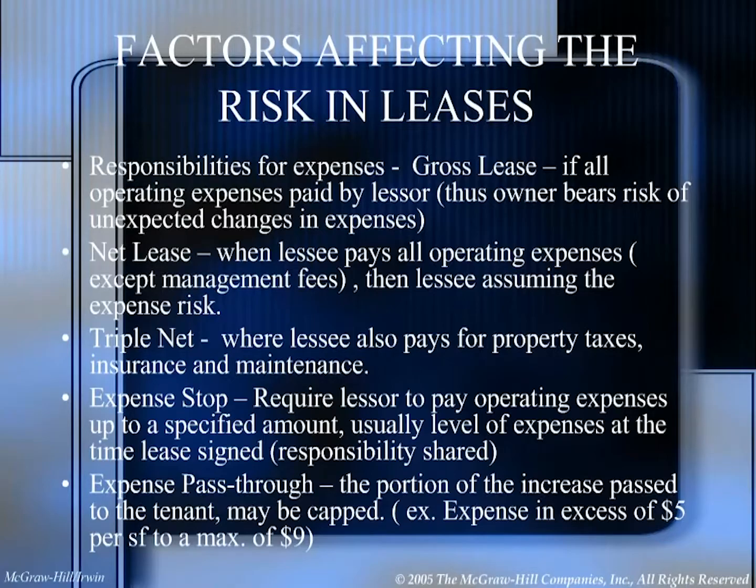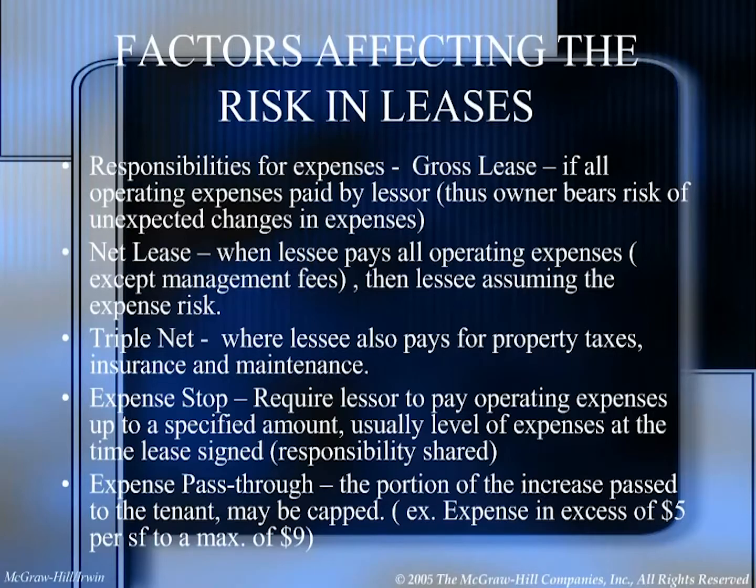We could talk about triple net lease. Here, the lessee not only pays for all the operating expenses, but also property taxes, insurance, and maintenance of the property. So they'd also be taking on the risk of the operating expenses, the property taxes, the insurance, and the maintenance. Okay. Expense stops. Okay, these are important. These require the lessor pay the operating expenses up to a specific dollar amount, usually the level of expenses at which they were started, and then after that point the tenant would pay.